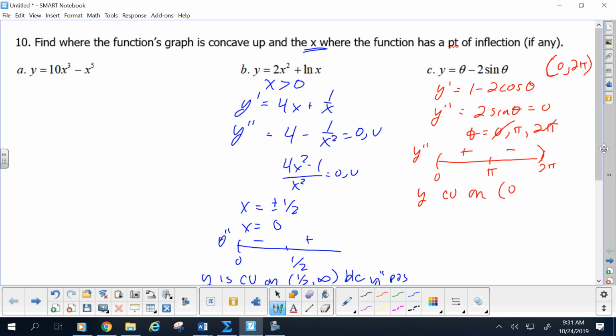All right, so we conclude y is concave up on 0 to pi, because y double prime is positive, and y has an inflection point at x equals, theta equals, ooh, good call, theta equals pi, because the second derivative changes sign. All right?